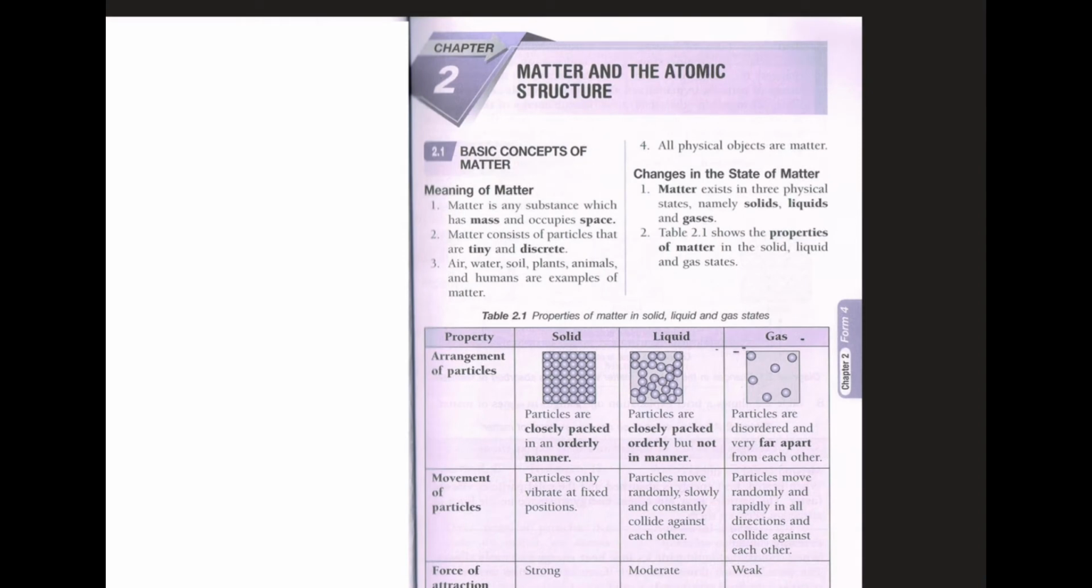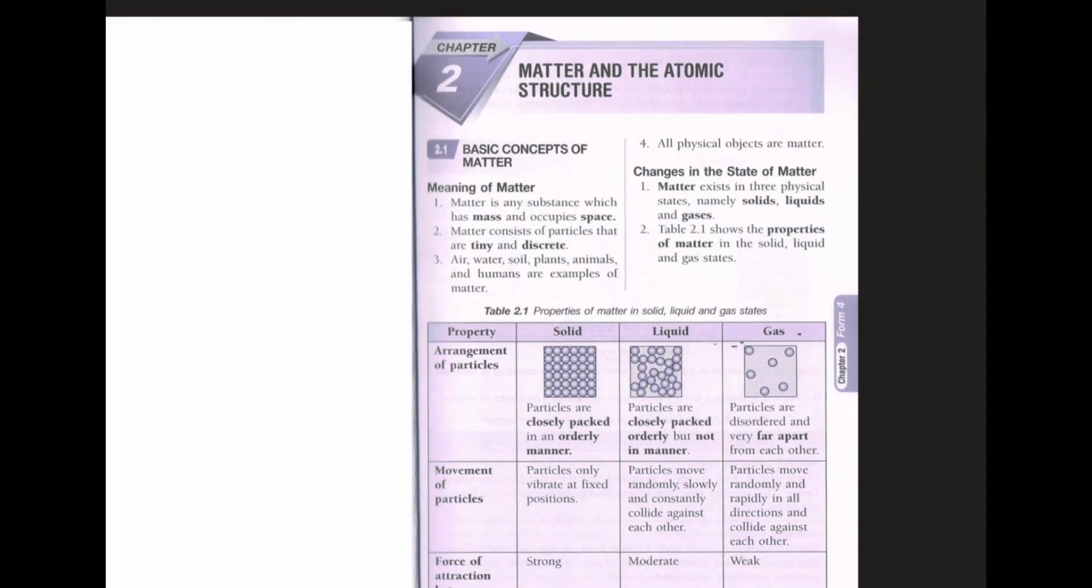So you can see here, chapter 2 is about matter and the atomic structure. Okay, so let's see 2.1, basic concept of matter. Meaning of matter. Number 1, matter is any substance which has mass and occupies space.